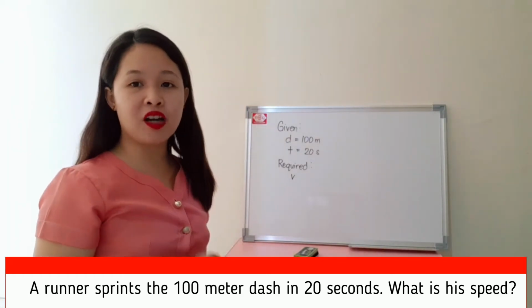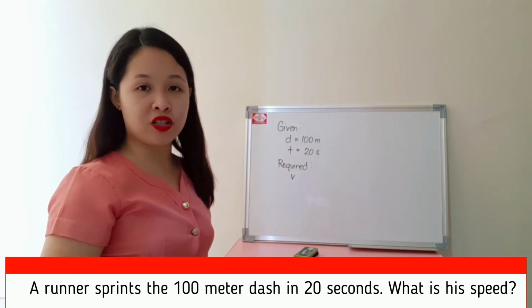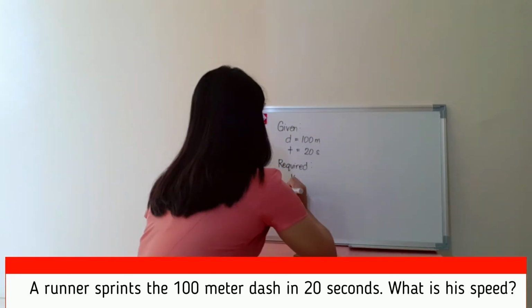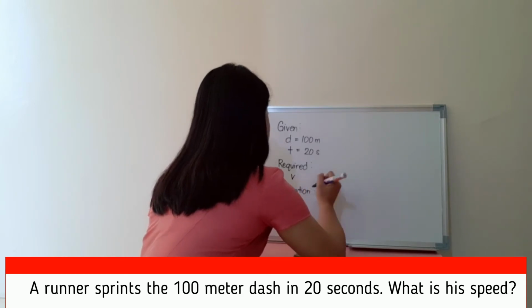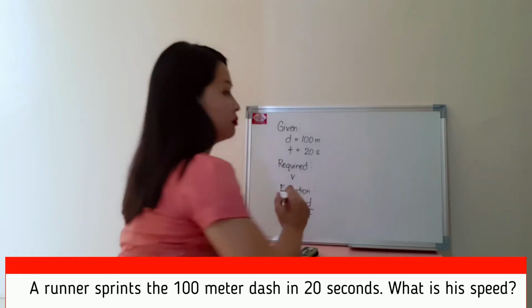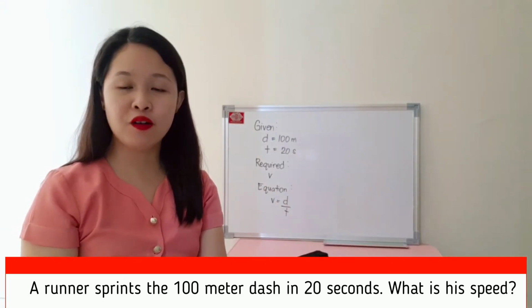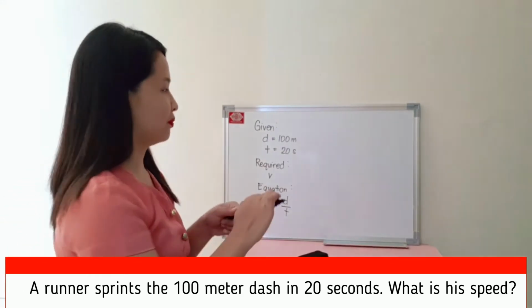After writing the required, proceed in writing the equation. So the equation or the formula that we will be using in solving the speed is speed equals distance divided by time. Now, let us solve by substituting the given.